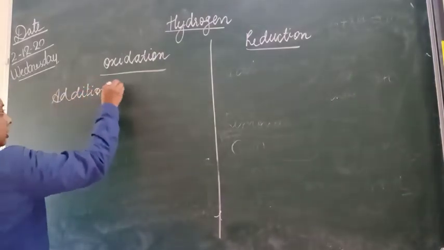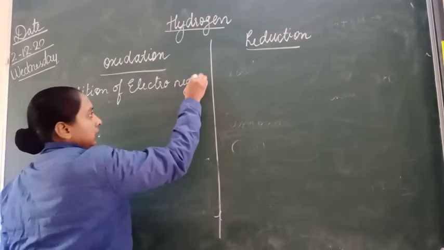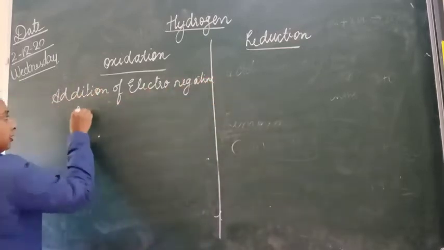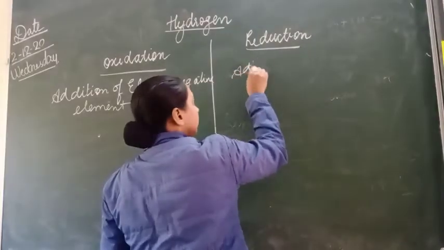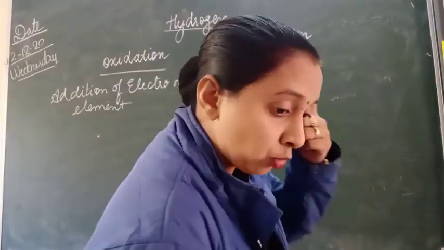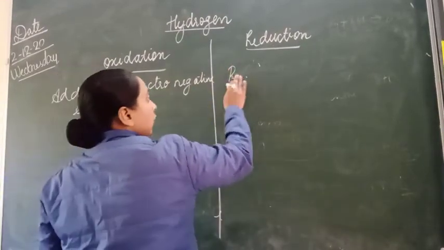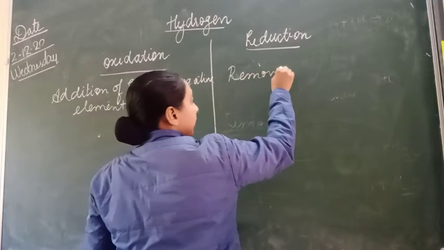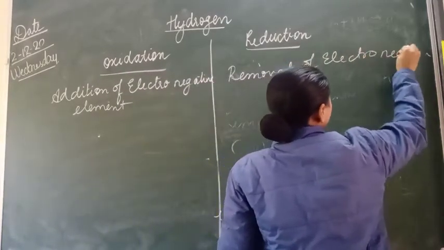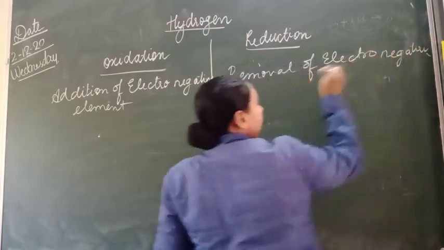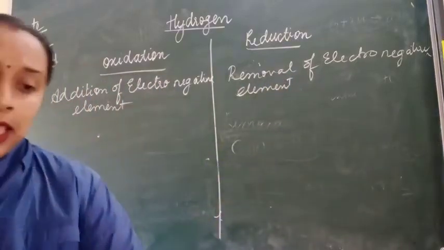Addition of electronegative element. Okay, and here it will be removal of electronegative element. Same point we have to write, we have to distinguish. So the next point here is removal of electronegative element. Removal of electronegative element is taking place here. Now we have to show it with the help of an example.